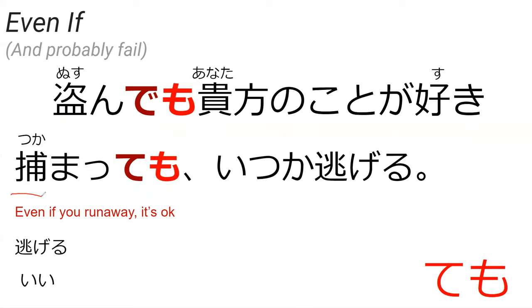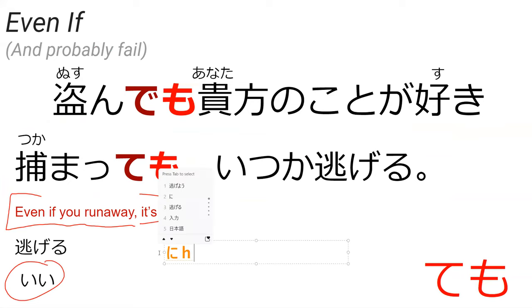So how would you say, even if you run away, it's okay? So it's okay would be E. 逃げてもいいだよ. Yep. You could definitely say だよ here. Even if you run, it's okay, you know? Perfect. Do you know what sugu means? Sugu. Quickly. Perfect. So let's go read our sentence from the book.